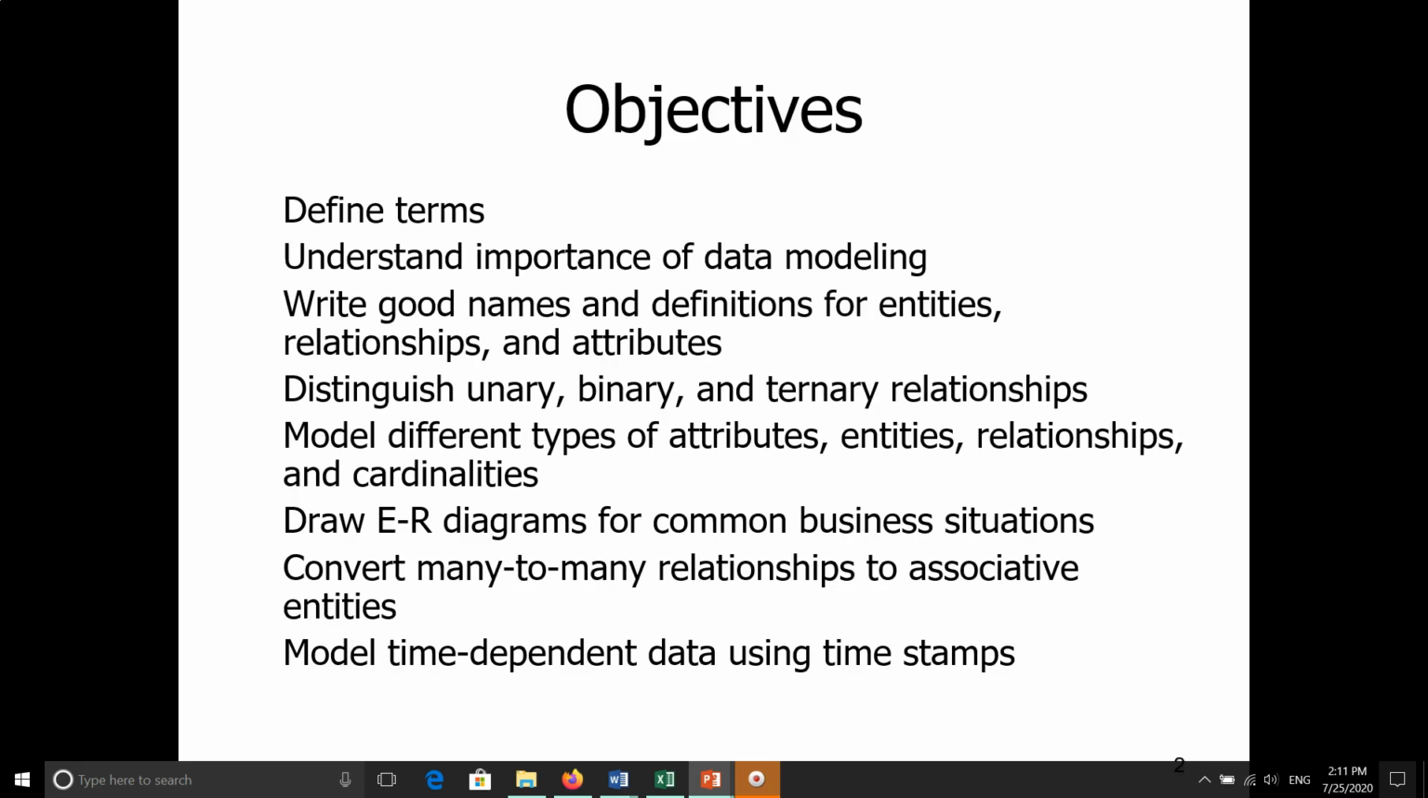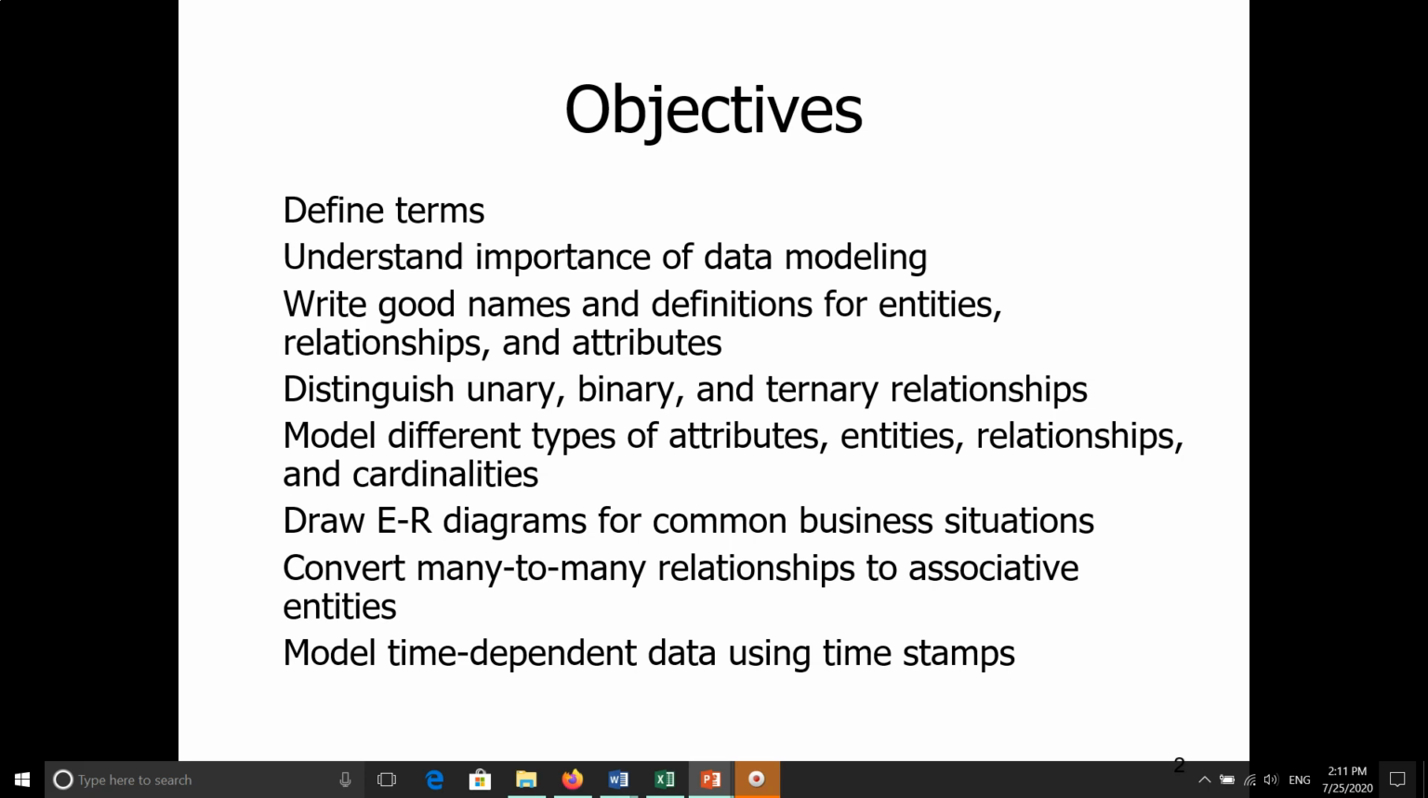In this topic, we are going to talk about some of the terms, like what is an entity, what is a relationship, what is a business rule, and we're going to talk about the importance of data modeling. We're going to talk about how to develop good names for data entities, attributes, and the data definitions, and so on. And we're going to talk about different types of relationships you will see in an ER diagram, and how to draw ER diagrams for different business situations.